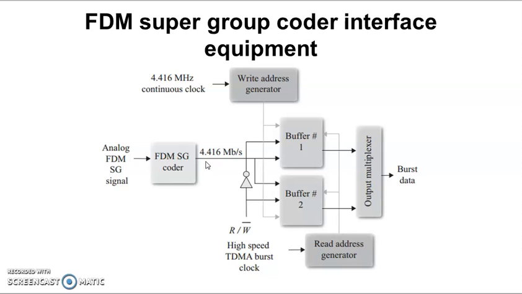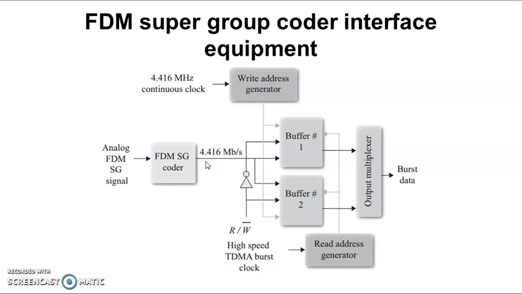Whatever samples we have for this TDMA frame, the data stored in this buffer is read out from the buffer at the TDMA rate in burst mode. Two buffers are used, one for writing the continuous data and the other for reading the data stored in the previous frame. Therefore, each buffer is in write and read modes in alternate frames while we are using this FDMA group for the transmitting side.